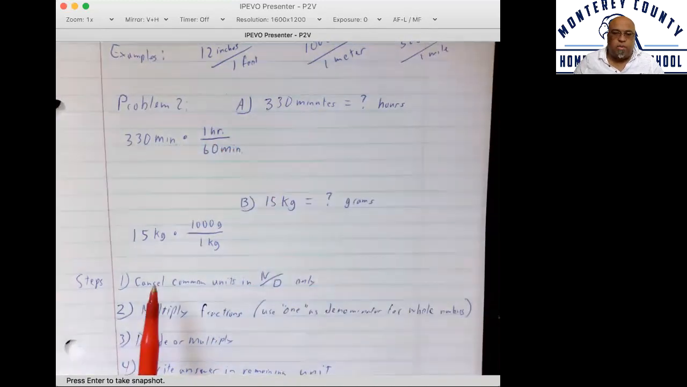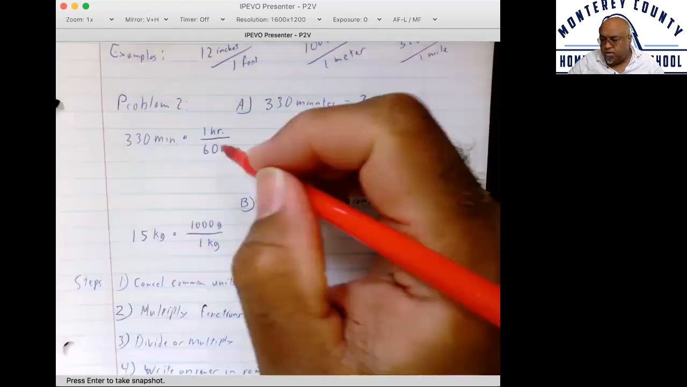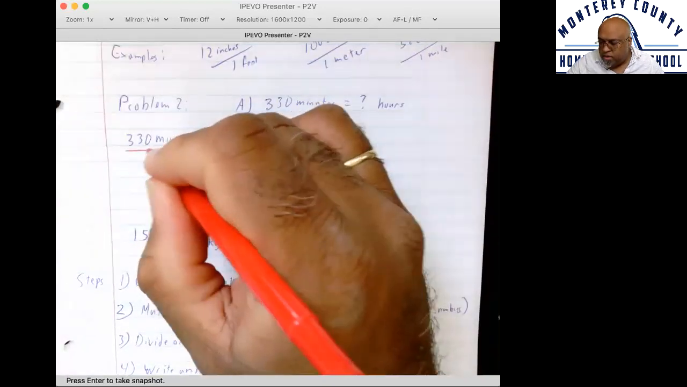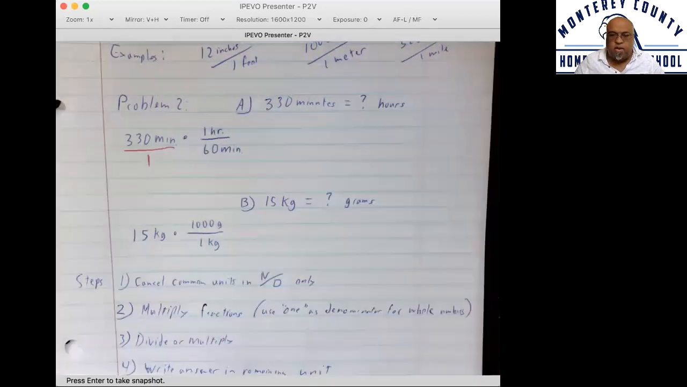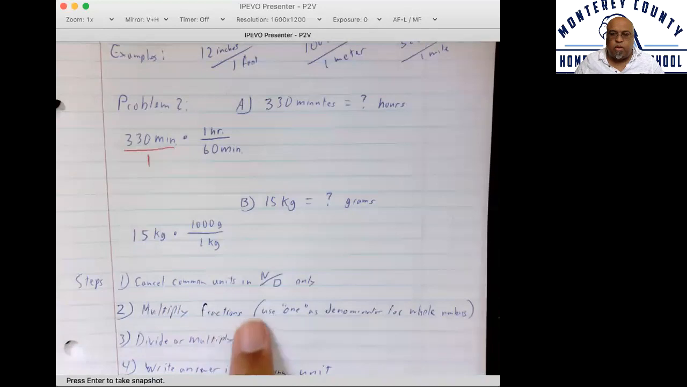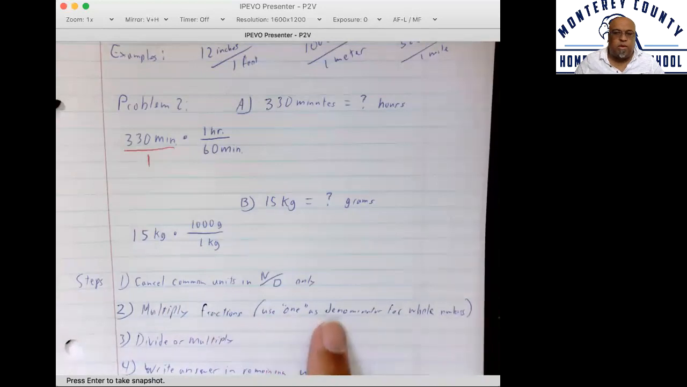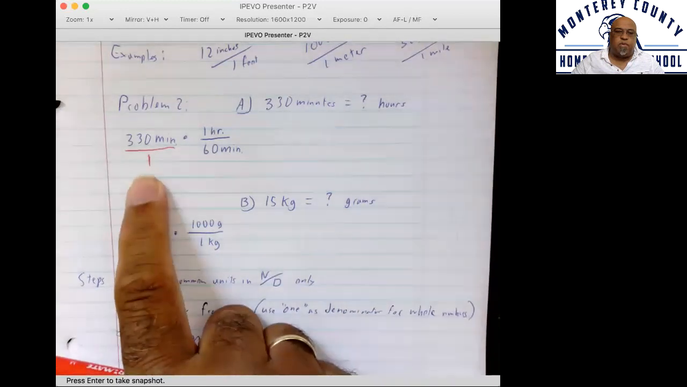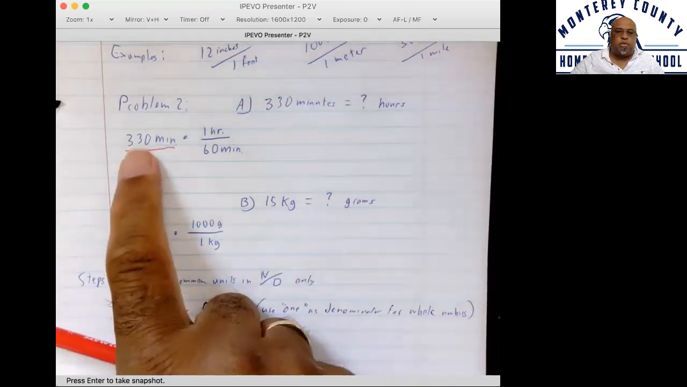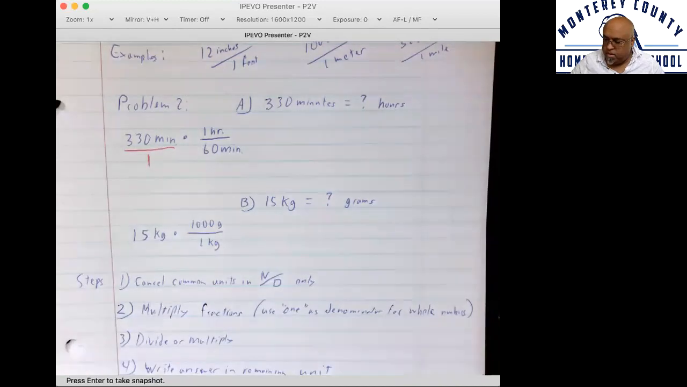Okay, the first step, it says to cancel common units in the numerator and denominator. So the units means the words that I'm counting here. So first I'm going to write this as a whole number. I think I said that here. Use 1 as your denominator for whole numbers. I just did it first on this one. I normally would do that second, but just to show that I'm counting this whole number sort of like a fraction.